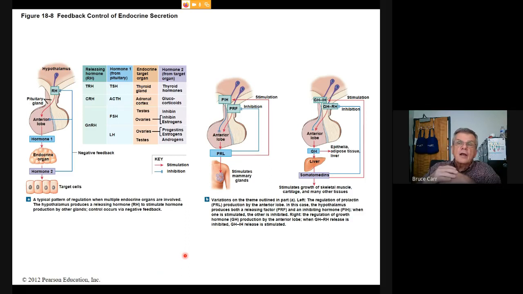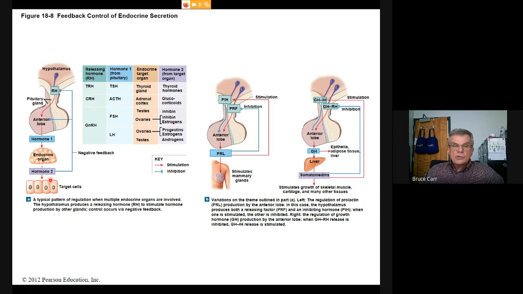Let's take a look at a couple of examples and try to illustrate in a general way the sequence of events. We're going to start over here on the left. The hypothalamus sends a releasing hormone to the pituitary anterior lobe. That releases hormone 1 into the bloodstream. The circulating blood delivers that hormone to an endocrine organ, such as the pancreas or the thyroid or the adrenal gland. It produces hormone 2, which then acts on the target tissue.